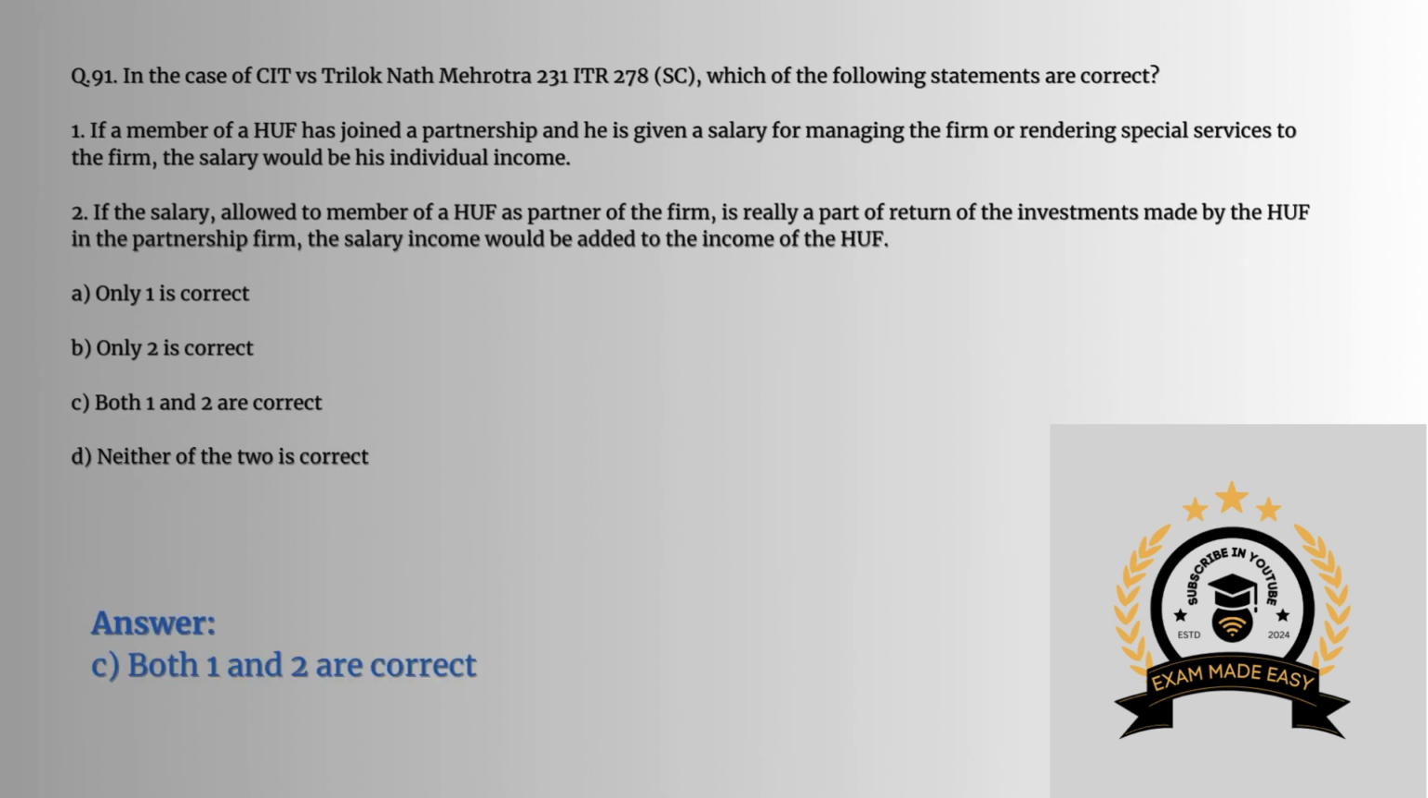Question number 91. In the case of CIT versus Tribhuvandas Mehrotra, which of the following statements are correct? If a member of a HUF has joined a partnership and is given a salary for managing the firm or rendering special services to the firm, the salary would be his individual income. If the salary allowed to a member of HUF as partner of the firm is really a part of the return of investment made by the HUF in the partnership firm, the salary income would be added to the income of the HUF. So the answer would be C. Both 1 and 2 are correct.